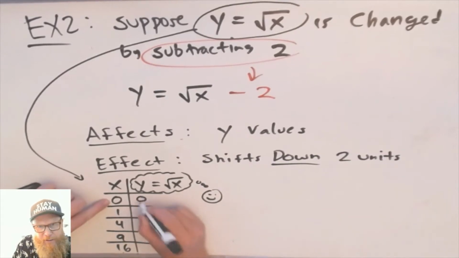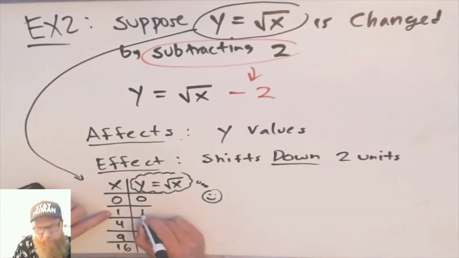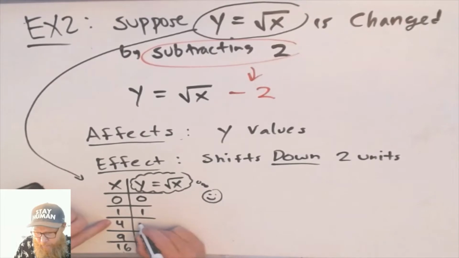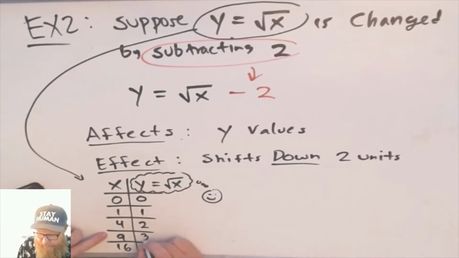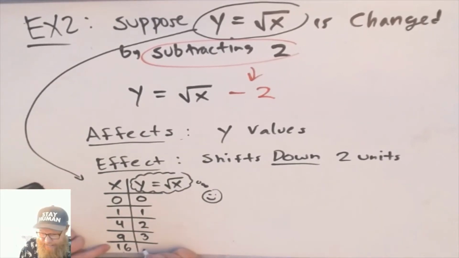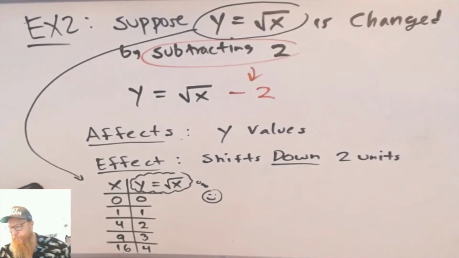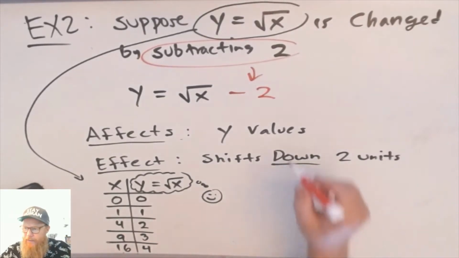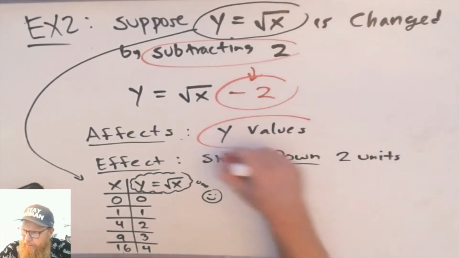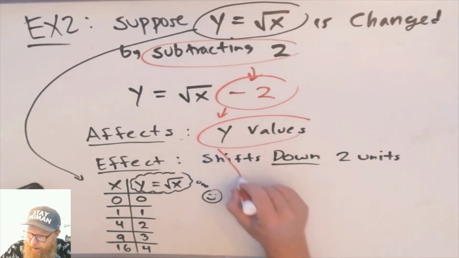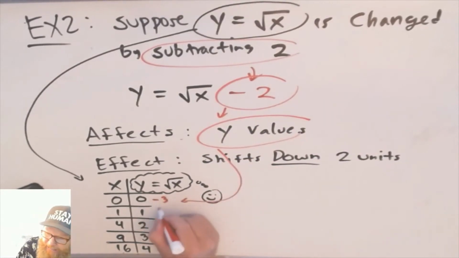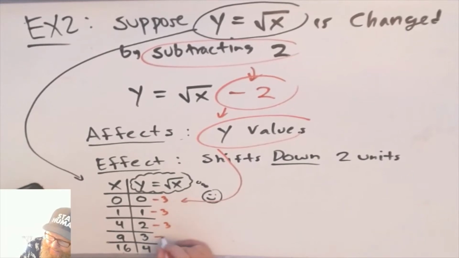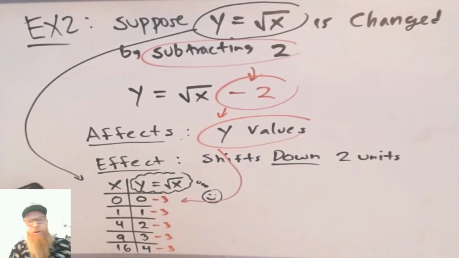The square root of 0 is 0. The square root of 1 is 1. The square root of 4 is 2. 9 is 3. And 16 is 4. And now we're going to affect the y value by subtracting 3 from all the y values.